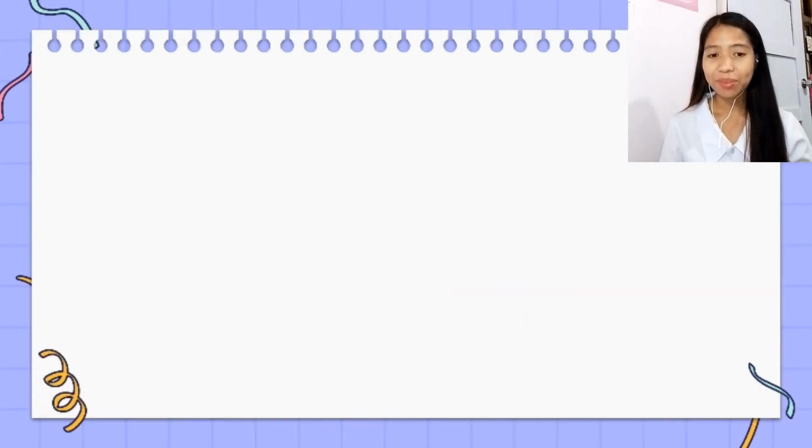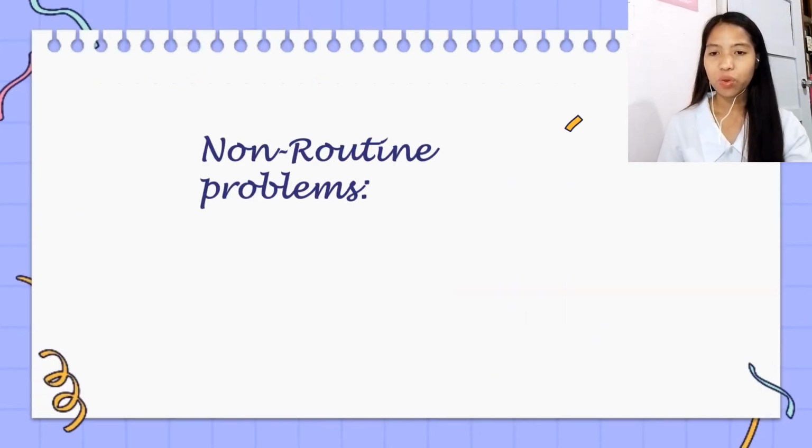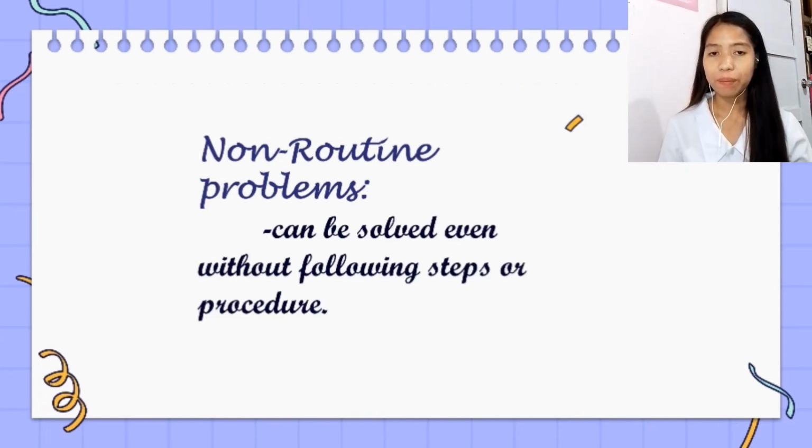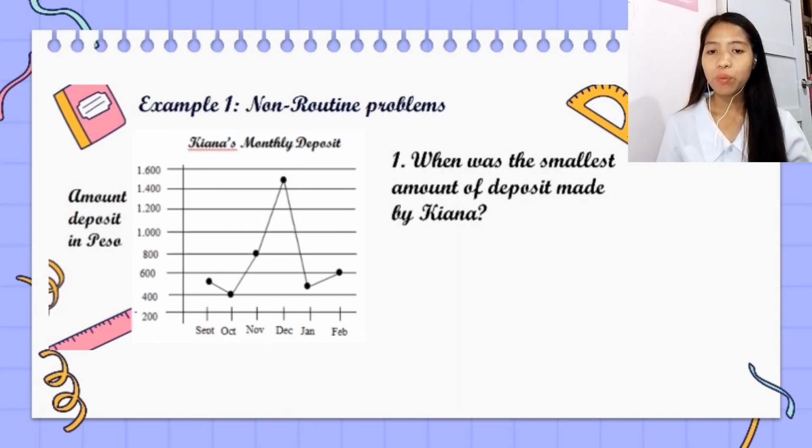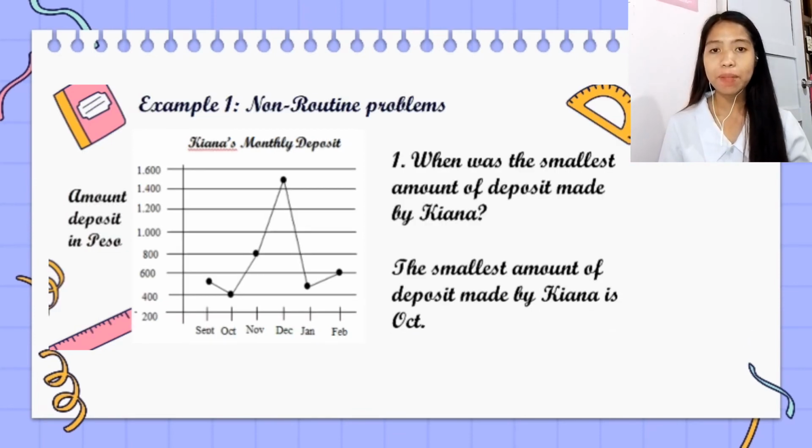Okay, now let's proceed to the non-routine problem. When we say non-routine problem, it can be solved even without following a step or procedure. So we have here a line graph showing Kiana's monthly deposit from September to February. In the non-routine problem, answer the following questions. Number 1, when was the smallest amount of deposit made by Kiana? The answer is October.